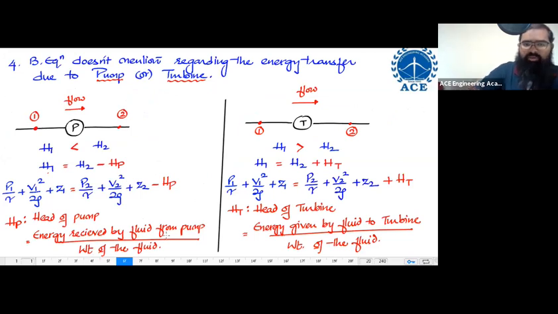And if it is possible, please write down in a rough book, if you're having, write down this thing, because in the next slide, I want you to see these particular words. Energy received by the fluid from pump by weight of the fluid. Energy given by the fluid to the turbine by weight of the fluid. Write down those things. Steady incompressible need not mean ideal.